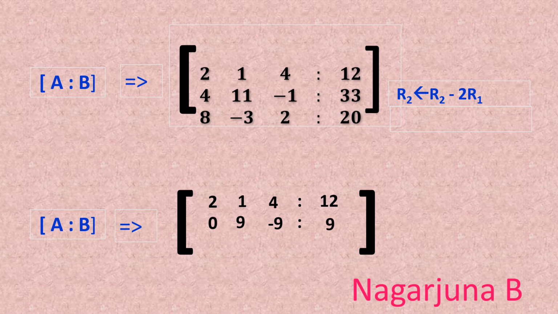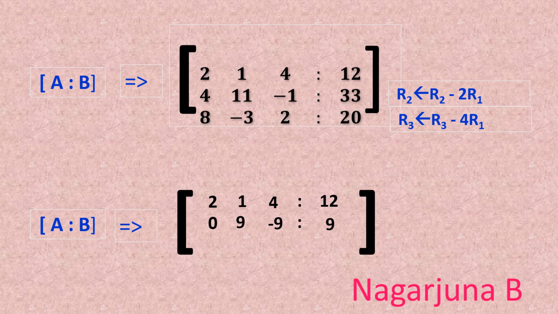Then next we need to make A31, that is 8, as 0 by using A11. A11 is 2. When we multiply that with minus 4, it becomes minus 8. So 8 minus 8 will become 0. Therefore we can write R3 equal to R3 minus 4 into R1.